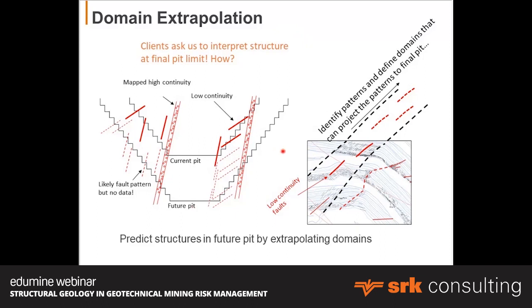And yes, you can take your big major structures, the ones you know of high continuity, and you can probably extrapolate those down to the future pit. But they also want to know about the smaller second order structures. And the problem is you should not and cannot interpolate those structures down to those depths because they don't go down there. But you may know that the pattern of structures does go down there. So what we do is define a domain. We describe the domain and we then explain to the engineer what that domain will look like at depth.